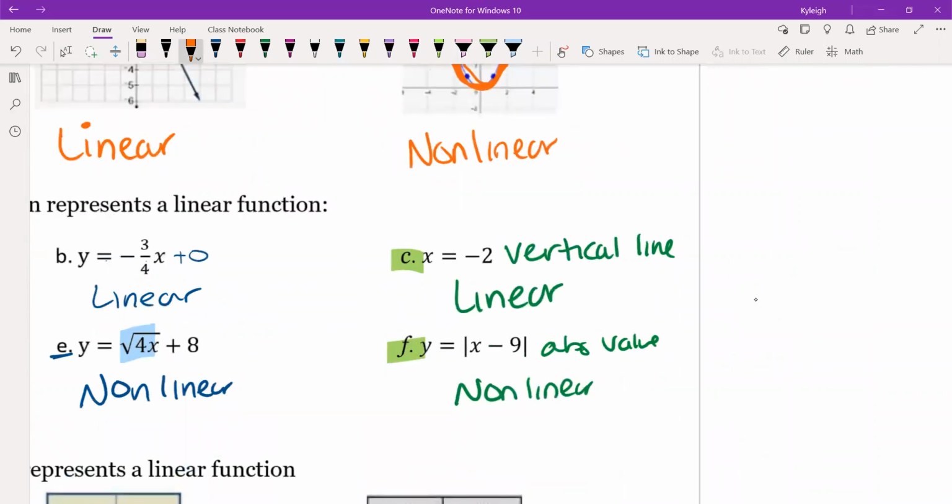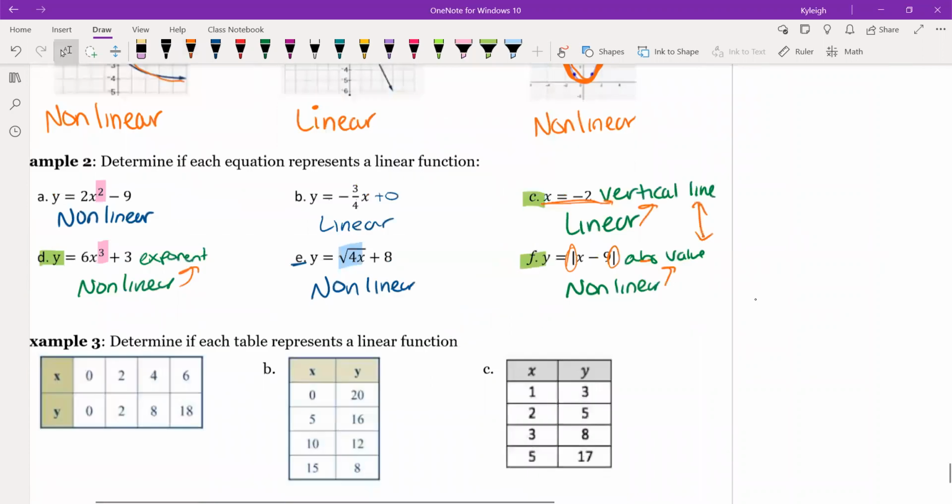C, if we've talked about those, they are actually vertical lines. Vertical lines are straight lines that are up and down, so those are linear. And then absolute value, that's what these bars mean. That means the absolute value, so that's nonlinear.